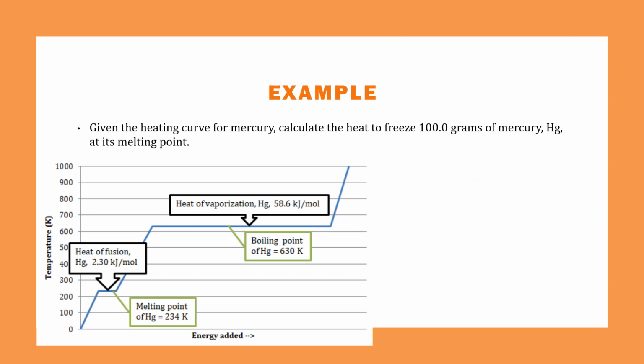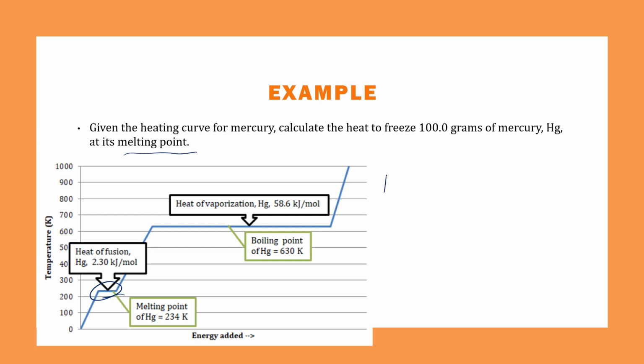Okay, let's look at another example, this one's mercury. It has a different phase change diagram, and it has different melting and boiling points, different heats of fusion, different heat of vaporization. Given the heating curve for mercury, calculate the heat to freeze 100 grams of mercury at its melting point. So we just need to use this portion of the graph here. It's not changing temperature, so we can't use Q equals MC delta T. I just need to use that heat of fusion, which is the 2.3 kilojoules per mole.